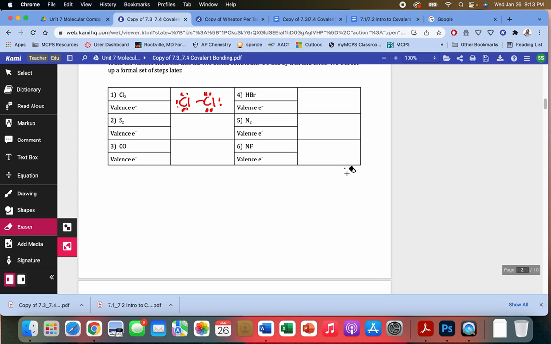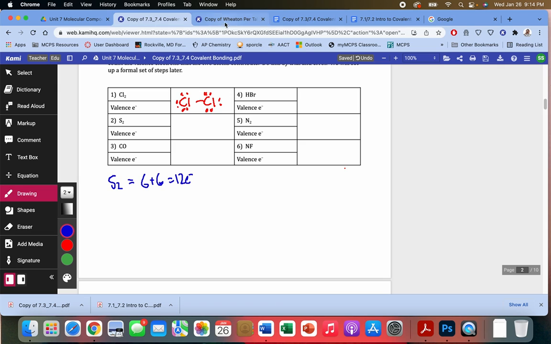All right. So let's try S2 then. If we do S2, well, S2 has 6 plus 6, 12 electrons.